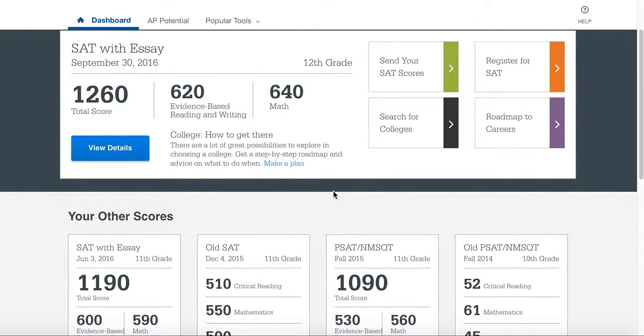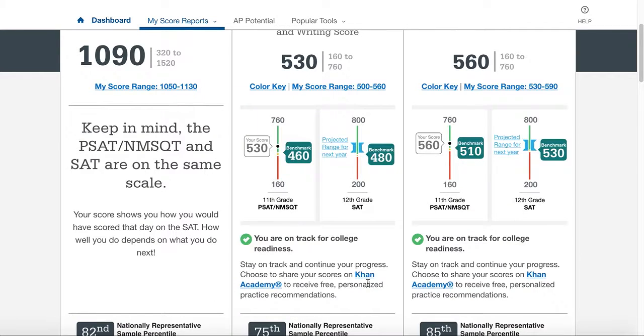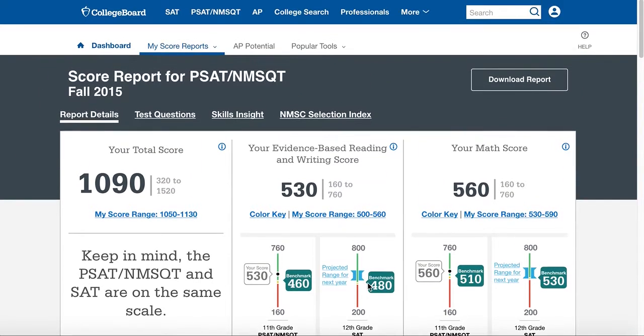score report. For this student, it was the October 1st SAT, which they took on a special day, one day ahead because of their location. However, they did take the PSAT in fall of 2015, and since we're interested in the PSAT score report, let's click View Details to get that report. So as you can see, the report should load in the next screen.